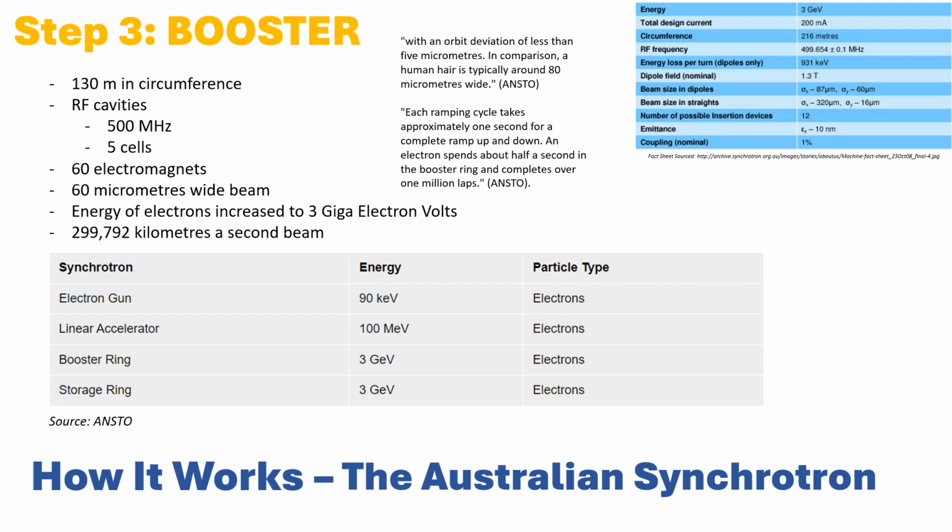Each ramping cycle takes approximately 1 second for a complete ramp up and ramp down. An electron spends about half a second in the booster ring and completes over 1 million laps. The electron beam's velocity reaches approximately 299,792 kilometers per second.